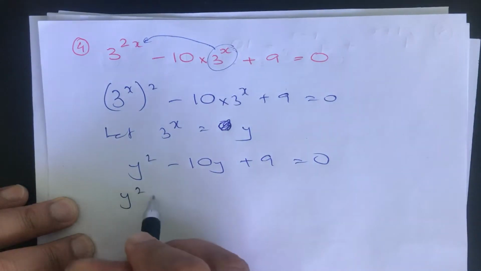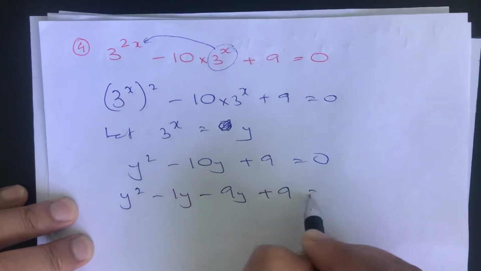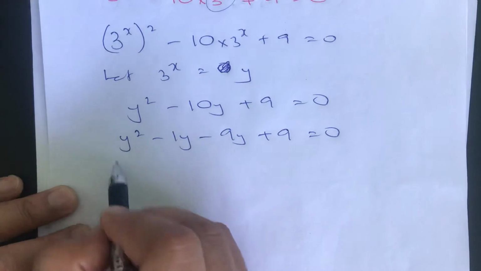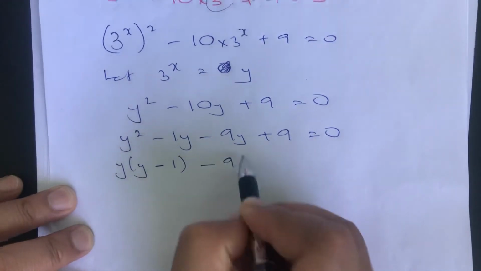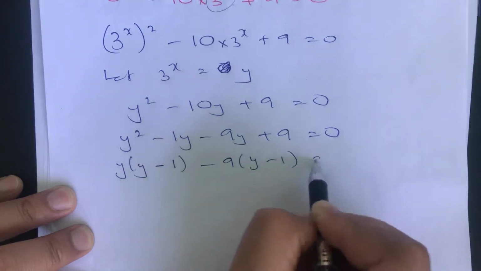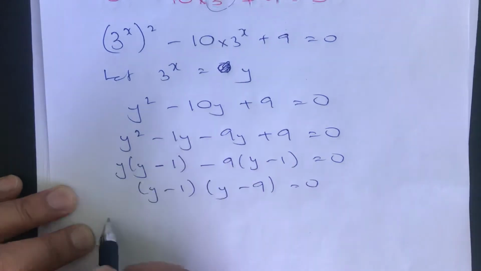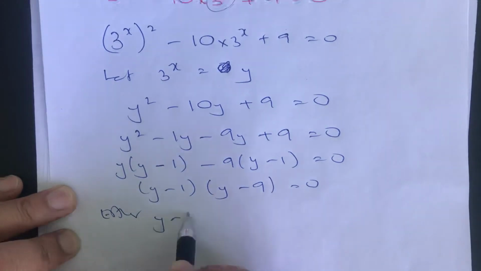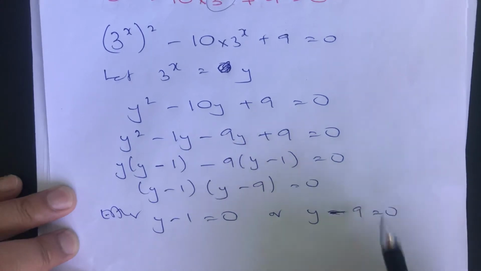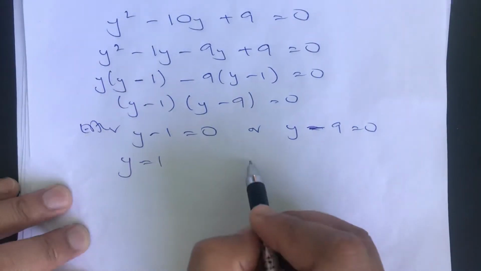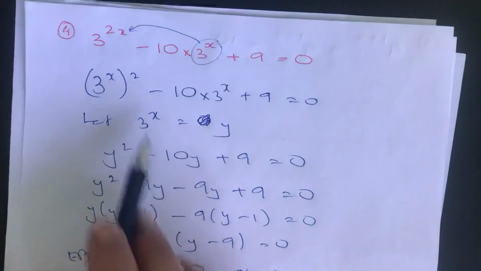So we get y square minus 1y minus 9y plus 9 is equal to 0. That's middle term factorization. I think everyone is aware of how you're supposed to get the factors. So we get y minus 1, y minus 9 is equal to 0. So either y minus 1 is equal to 0 or y minus 9 is equal to 0. So we get y is equal to 1, or y is equal to 9. But what is y? y is 3 to the power of x.